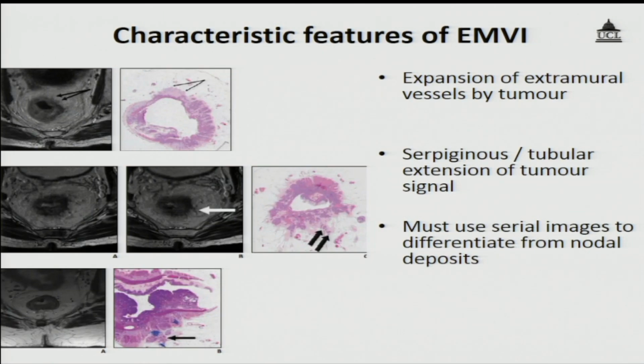The next contentious subject, that of EMVI. Now, EMVI can be seen very clearly on T2 weighted images, but the importance is to understand the anatomy of the vasculature in the rectum. And it's difficult always to see on a singular shot, and you often have to scroll up and down the images to see whether this is a discontinuous deposit, a nodal deposit, or a vein. And there are characteristic features that we can see on the T2 weighted images that tell us that this perhaps is EMVI, which is defined as cancer cells in the veins outside the muscularis.